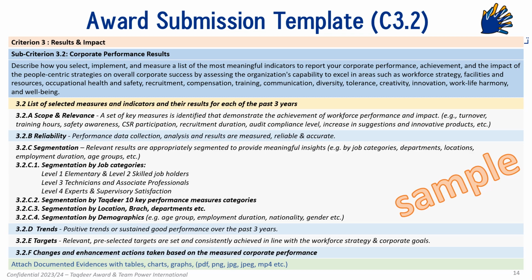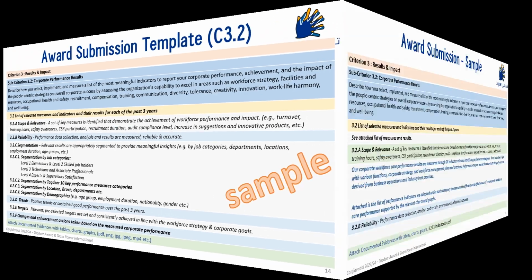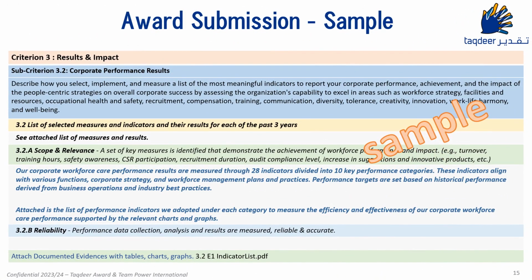For subcriteria elements related to Criterion 3, results and impact, participating companies should also submit the latest data tables and charts for the past 3 years, including relevant targets and segmentation, etc. Here is a brief sample of the Criteria 3 write-up style. Our corporate workforce care performance results are measured through 28 indicators divided into 10 key performance categories.